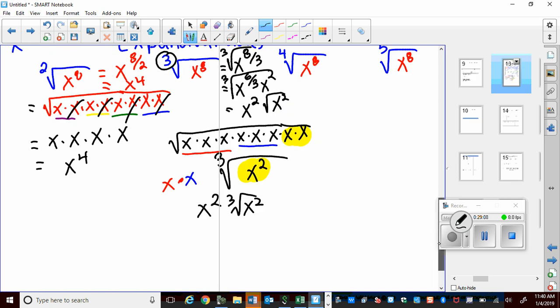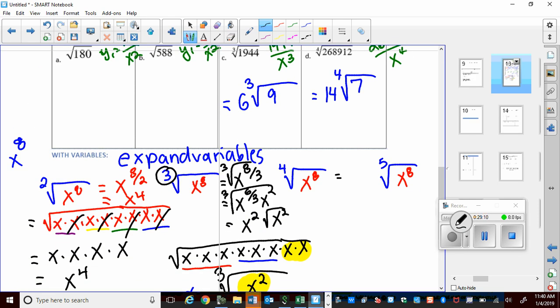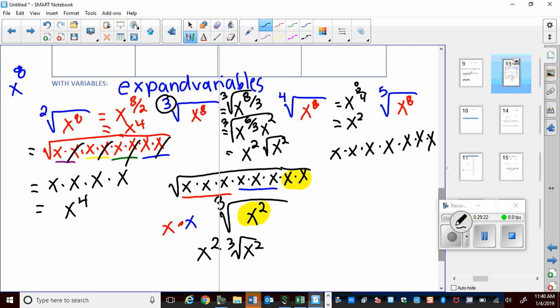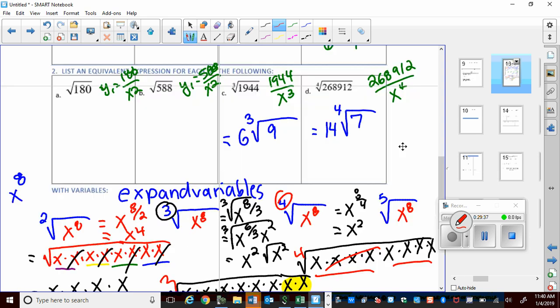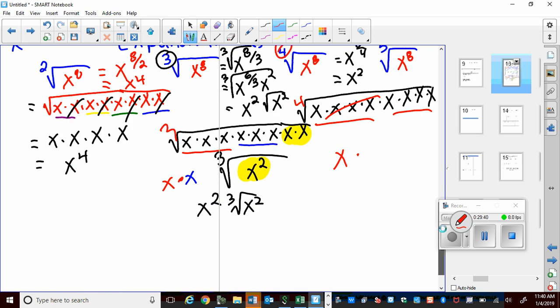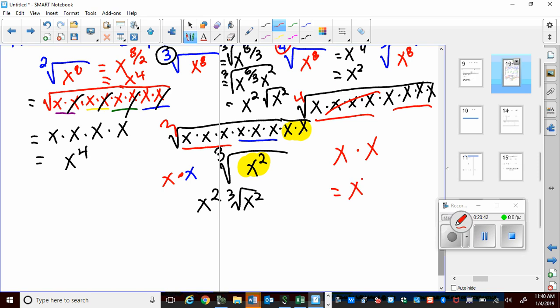What about x to the 4th? Well, we could rewrite it, it becomes x to the 8th over 4, or x squared. That's my final answer. So we're looking for groups of 4. We're not going to do the 5th root of this because I don't have space for it. Groups of 4. Here's a group of 4, here's a group of 4 that leaves me with x times x, or x squared.